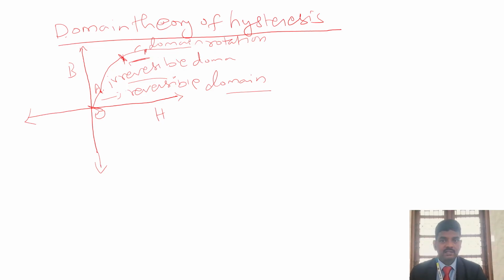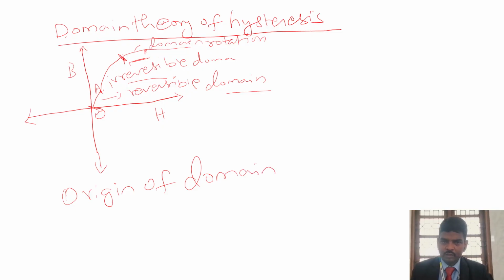So you have to discuss the hysteresis relevant to domain theory, and then the origin of domain theory. We speak about domain theory, so how is it originated, how are domains originated within a material? The domains originate due to four different energies, in order to minimize these energies.